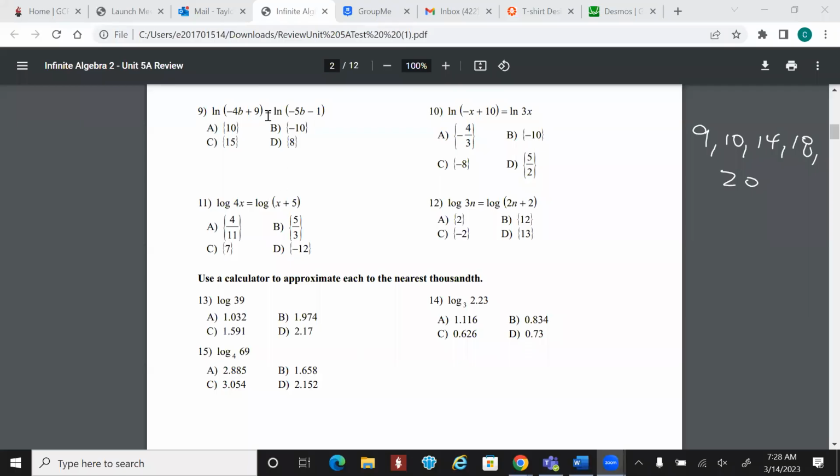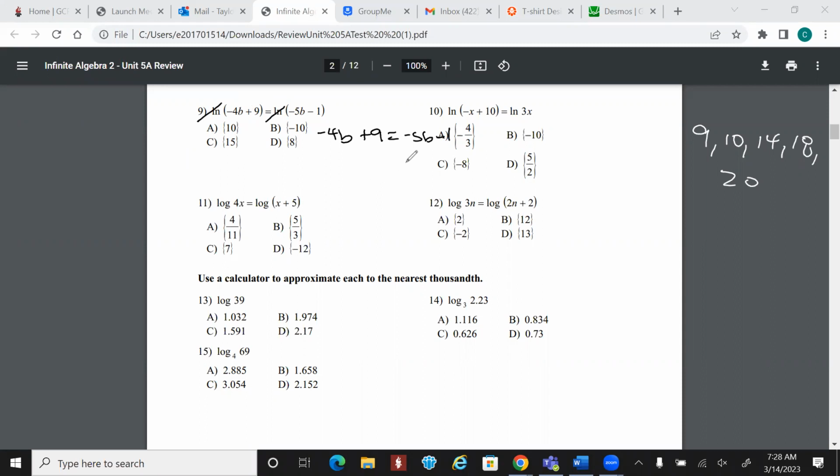All right, so looking at this one, since they have the same log on both sides, we can drop the logs and pay attention to only what's on the inside. They have to be the exact same. So this says ln, this says ln. We're going to drop those. And we've got -4b plus 9 equals -5b minus 1.